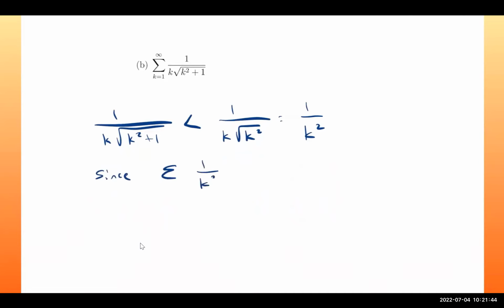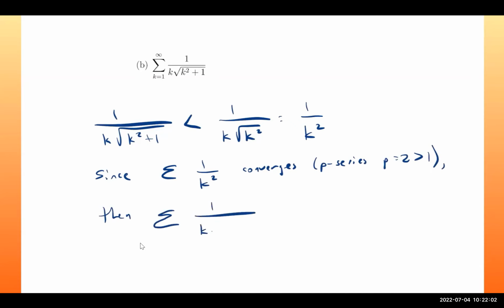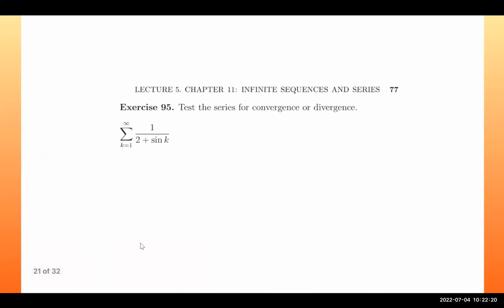Since 1 over k squared converges, it's a p-series with p equal to 2, which is greater than 1, then the original series that we started with is also convergent by comparison. All right, let's look at the next problem.